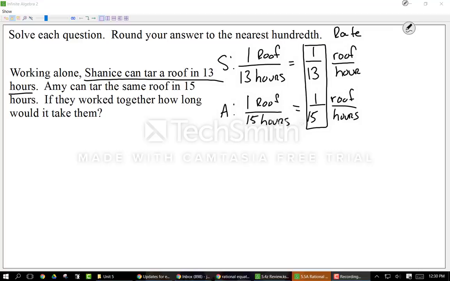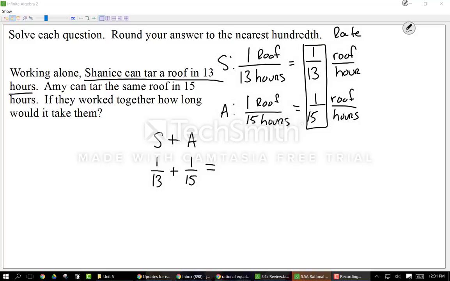So if I look at this, what am I actually doing? It says working together. So if I have Shanice, and then I'm working together with Amy, I'm going to add Amy in. Well, what is Shanice? We know Shanice is 1 over 13, plus Amy is 1 over 15, equals. Well, what does that actually look like?